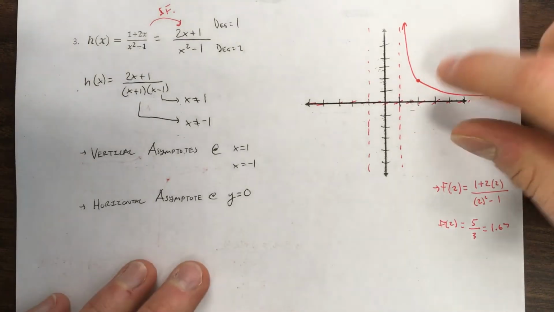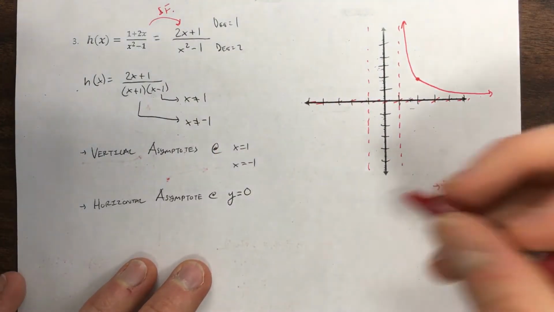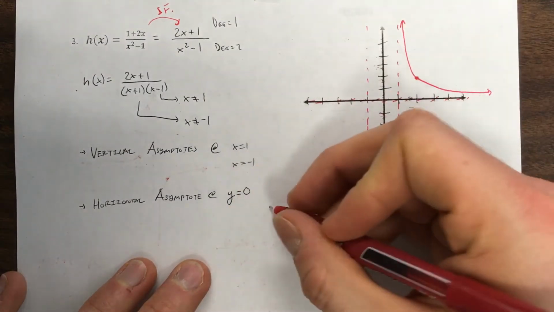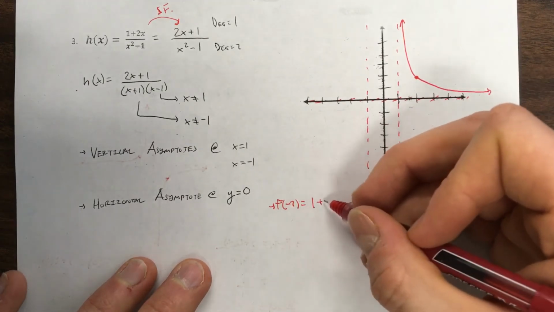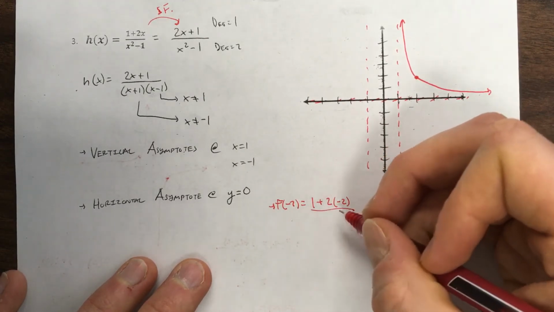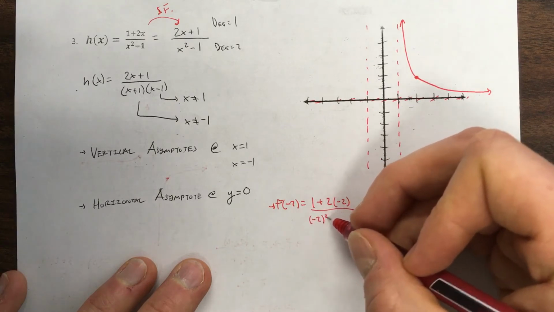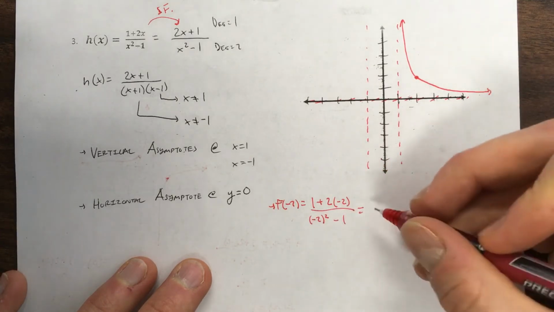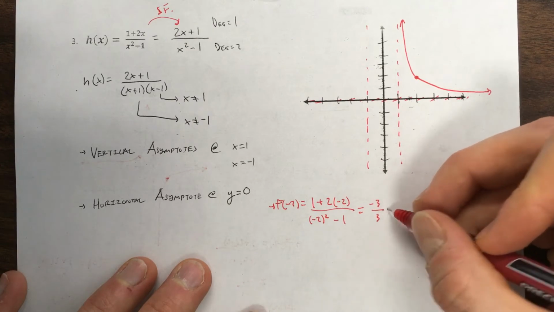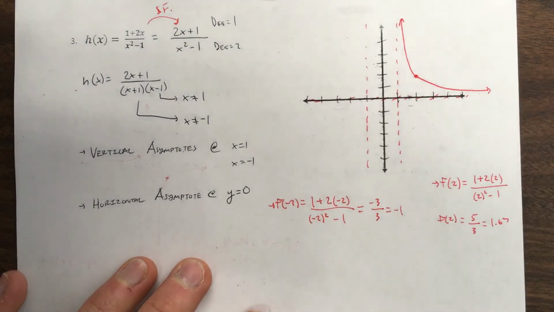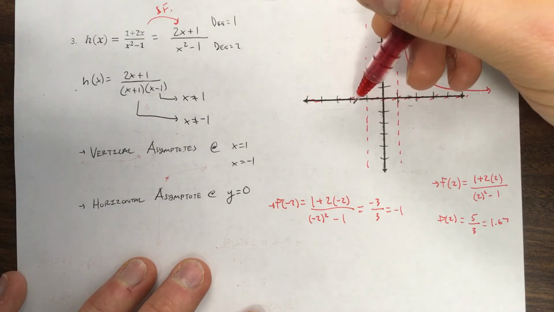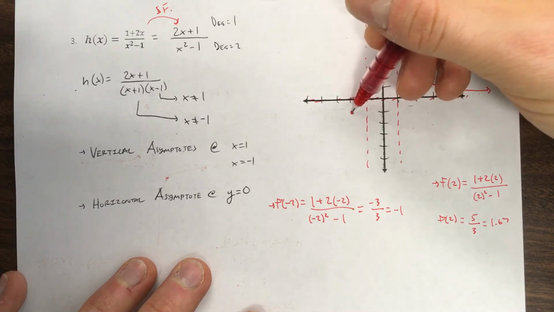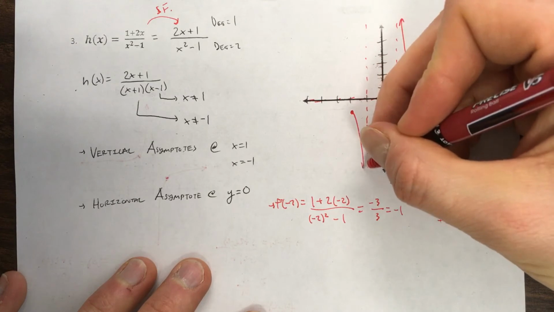We can do a similar thing to the left. Here, let's say we want to plug in negative 2. If we do that, we would end up with negative 3 over 3 or negative 1. Which means the function's value at negative 2 would be negative 1. So this function goes something like this.